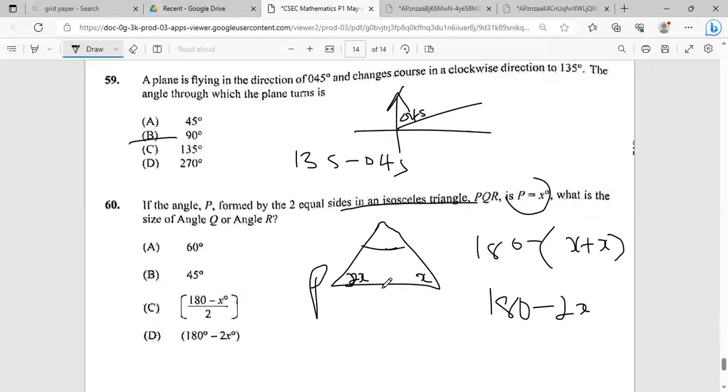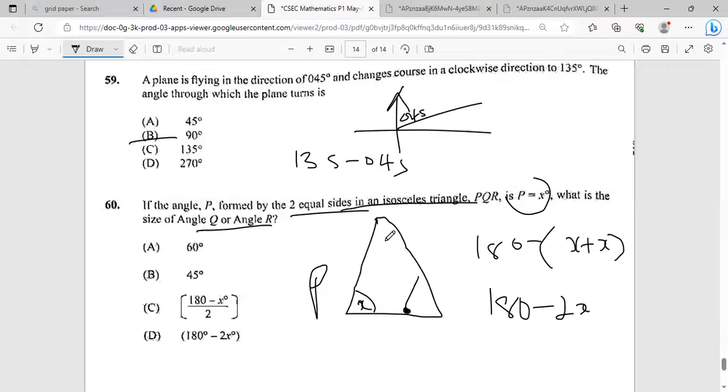So let's say this is P, right? And we wanted to find... let me make that one a D, guys, because this one came and I never even saw it. I just thought it was a regular one with x and 2x, because I thought this was 2x. So if the angle P is formed by two equal sides of a triangle PQR, P is equal to x, all right? So in PQR, what is the size of angle Q or angle R?